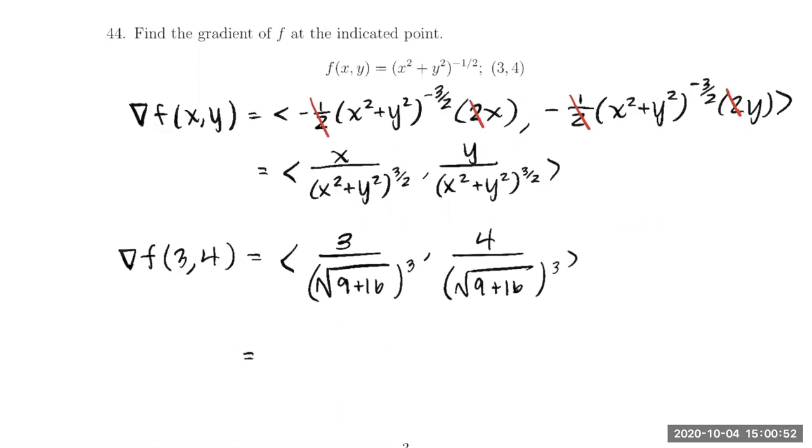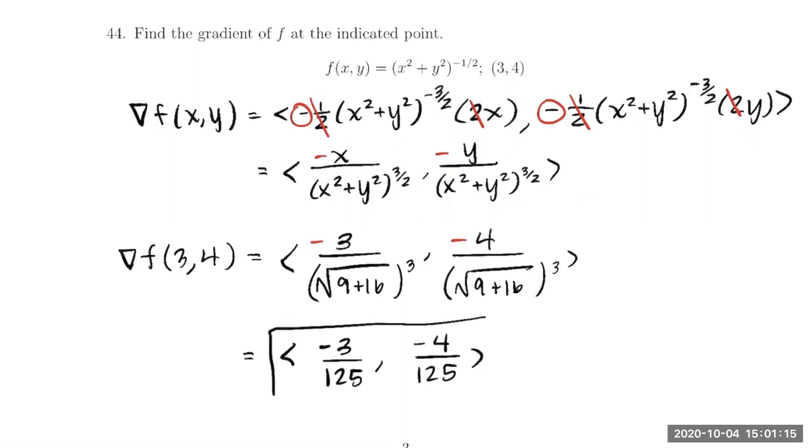And whoops, I just forgot my negative sign, so let's go back in there in red and add those in. So those are coming right here. I just dropped them when I copied down. And so for my final answer here, I'm getting negative 3 over 125 and negative 4 over 125. And this is my directional derivative for this function at the point 3, 4.